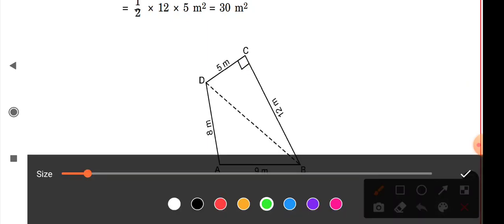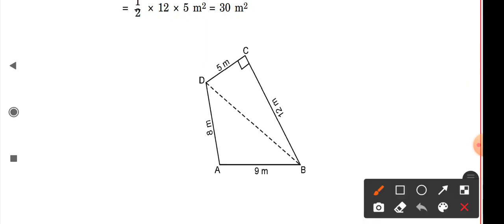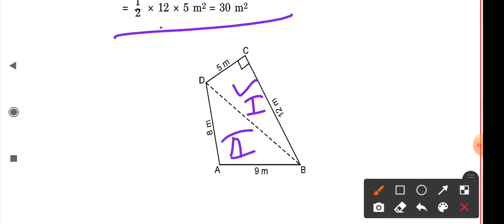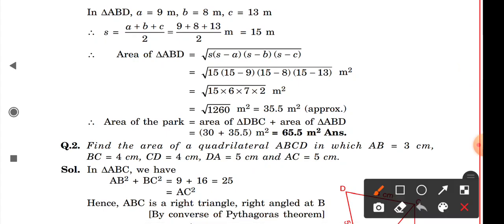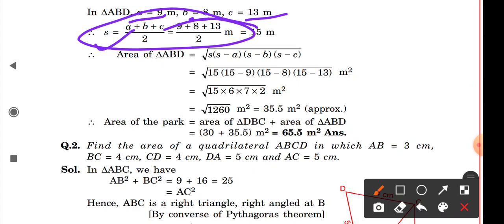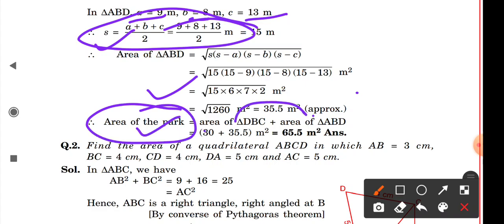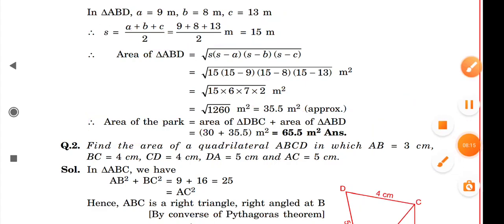Now see, in this question you have to find out the area of the first triangle DCB, which is half base into height. And for the second triangle, you have to apply Heron's formula. You know everything: A is 9 meter, B is this, C is this, and you will find the semi-perimeter, then you will find the area. But you have to find the area of the park, which is in the shape of a quadrilateral. Then you will add the areas of both the triangles, and you will get 65.5 meters square. That is the final answer.